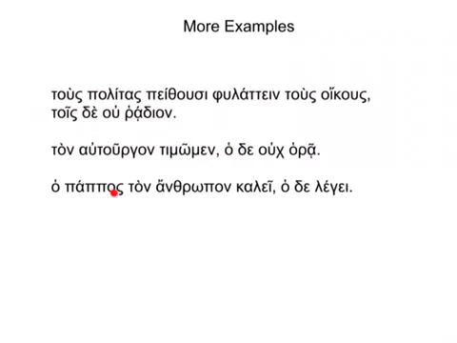Finally, ha papos ton anthropon kale, ha de lege. This means the grandfather calls the person, and he says, or talks, or says something. So here again, we have some ambiguity about who the ha refers back to. Is it the papos or the anthropon? And our real-world knowledge tells us that it's probably the anthropon. It's not that the grandfather calls the man and the grandfather talks.